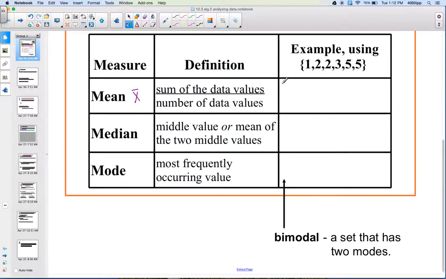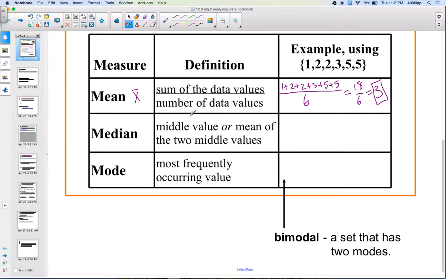Okay, so we're going to go ahead and add all of these numbers up. 1 plus 2 plus 2 plus 3 plus 5 plus 5. And we're going to divide it by the amount of numbers we're adding. 2, 4, 6 numbers we're adding up, so we'll divide that by 6. The sum of that is 18. Divide that by 6 and we get 3. That's our mean for this data sample.